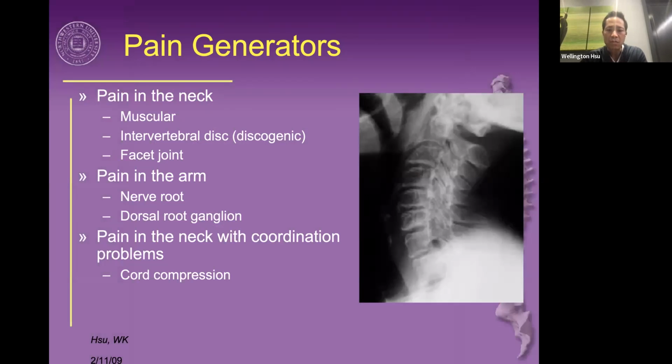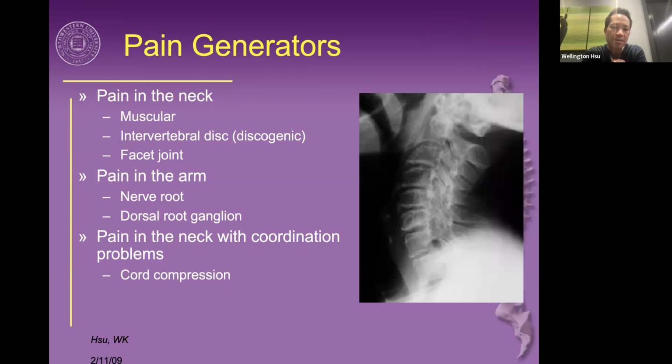Okay, so when somebody presents to clinic, we want to know the difference between somebody who has neck pain versus arm pain, and then somebody who has pain in the neck with coordination problems. Those are three separate entities. They're treated in different ways. They have different prognoses, and the whole conversation in regards to their condition changes.